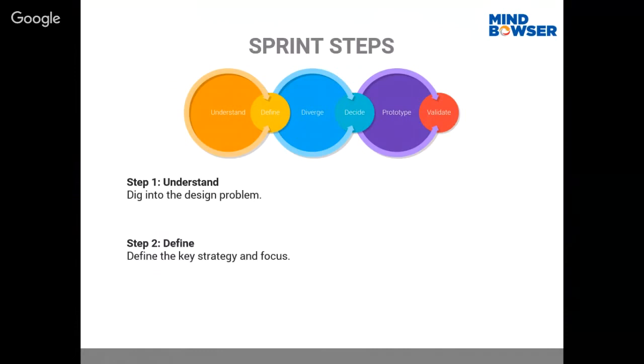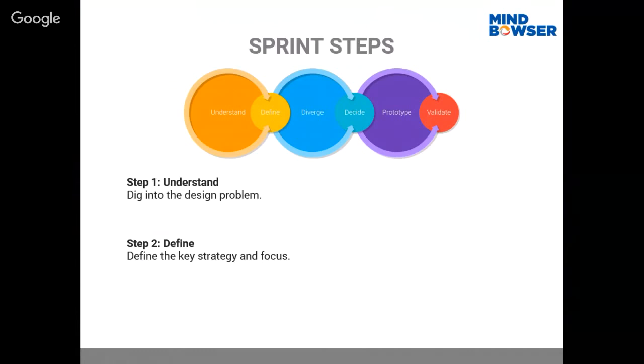The next most important step, step 2, is to define. So what do you define? What are the key strategies and focus of your sprint? So for example, what is the actual problem that we are trying to solve? We try to frame these things into some kind of statements that we'll come to in this presentation. We try to define and frame the problem, so everything is crystal clear in front of us.